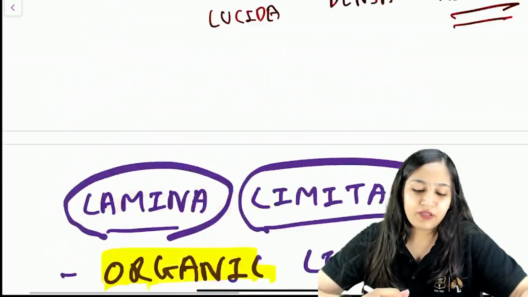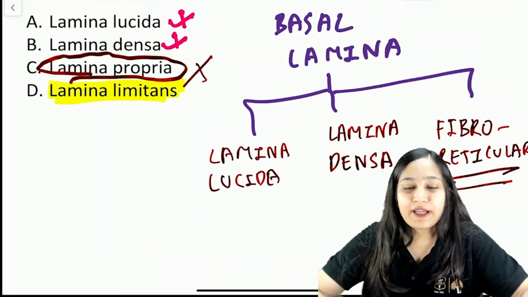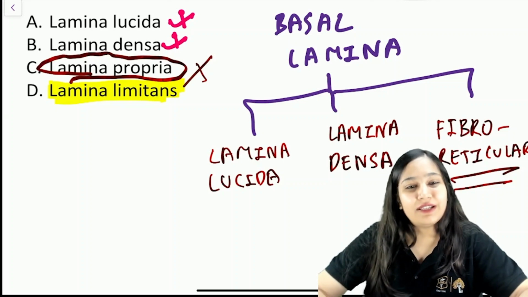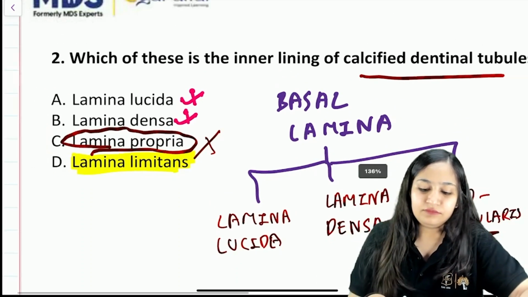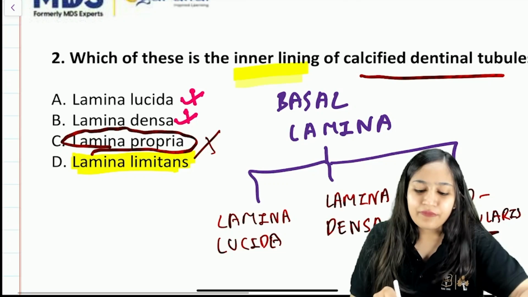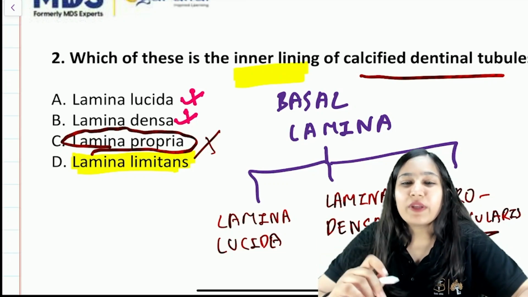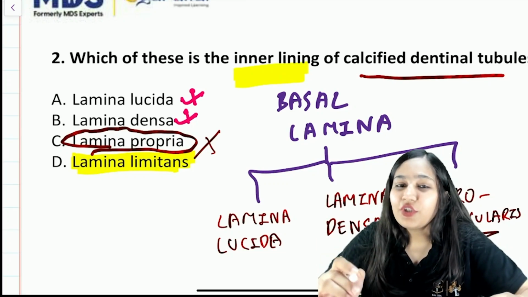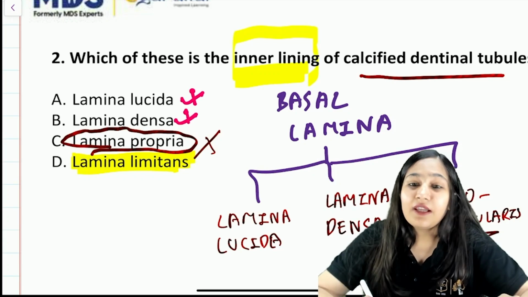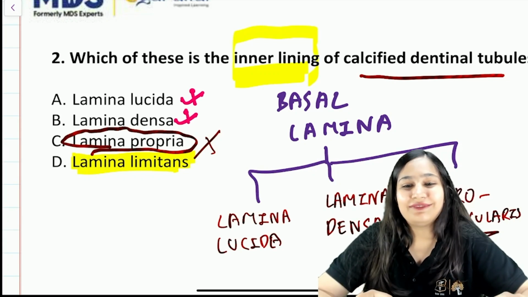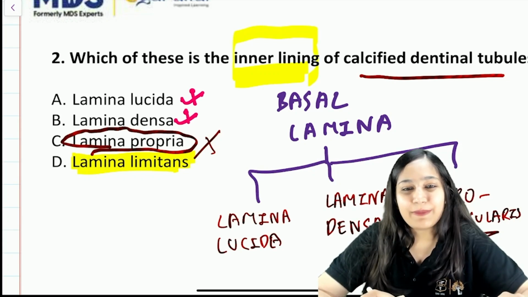So we have discussed peritubular dentin along with the lamina limitans. So this can be an important MCQ question. Inner lining of calcified tubules, and the inner lining is mainly organic, rich in glycosaminoglycans.